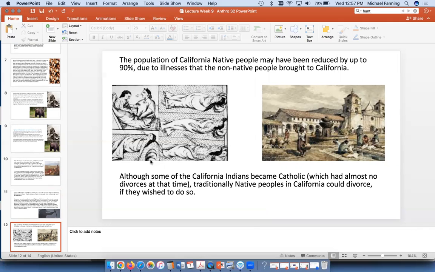One little fact for you to keep in mind is that some California Indians did become Catholic when they joined the missions. And when they did that, then they weren't supposed to get divorced. But traditionally, the native peoples in California could divorce if they wanted to, if they didn't want to stay married. Question that could end up on a quiz.